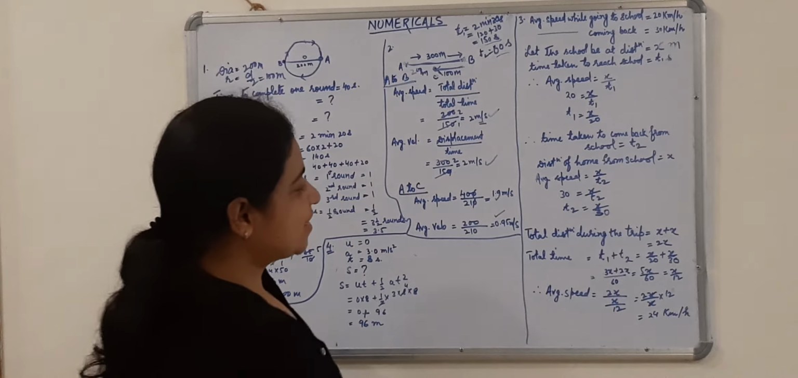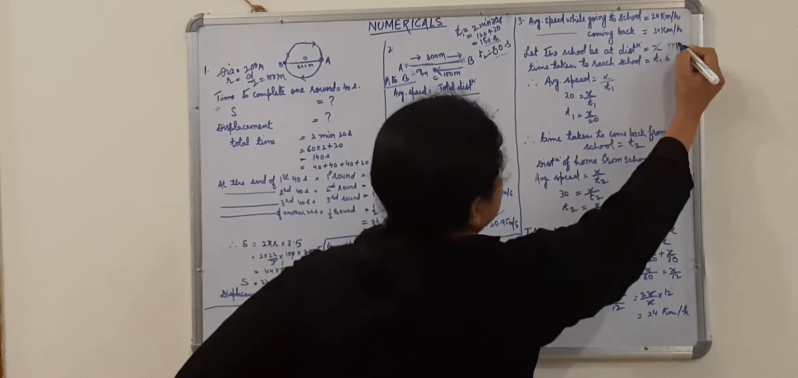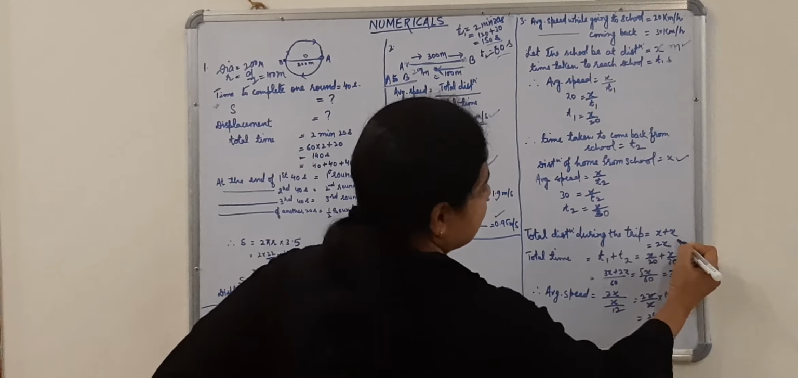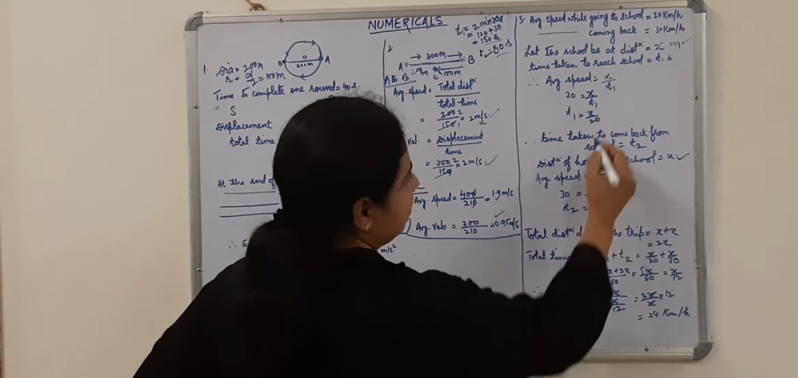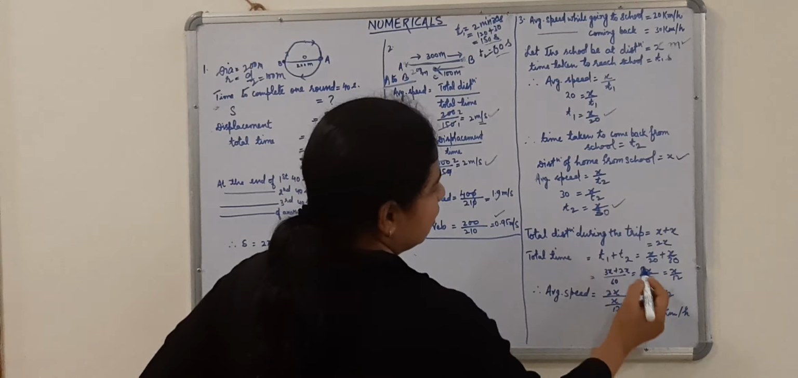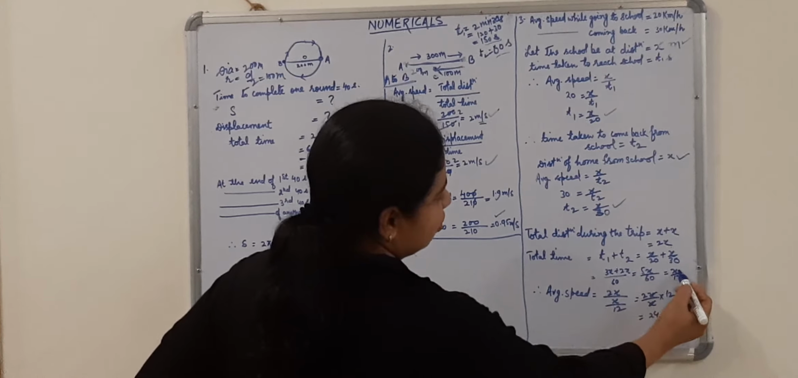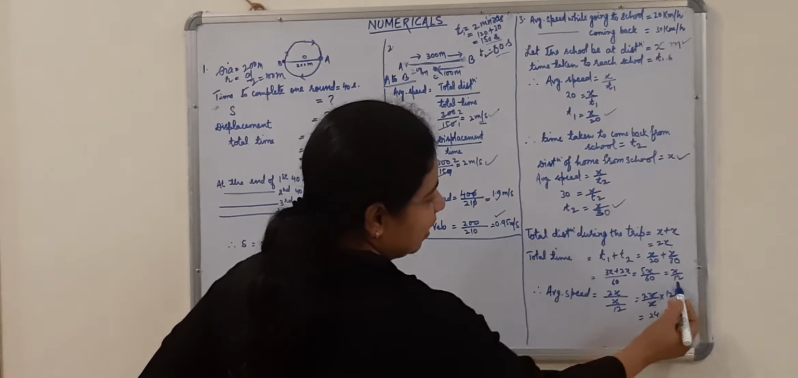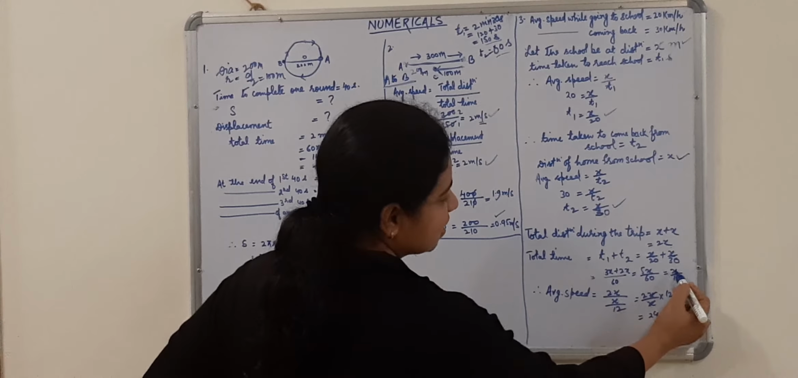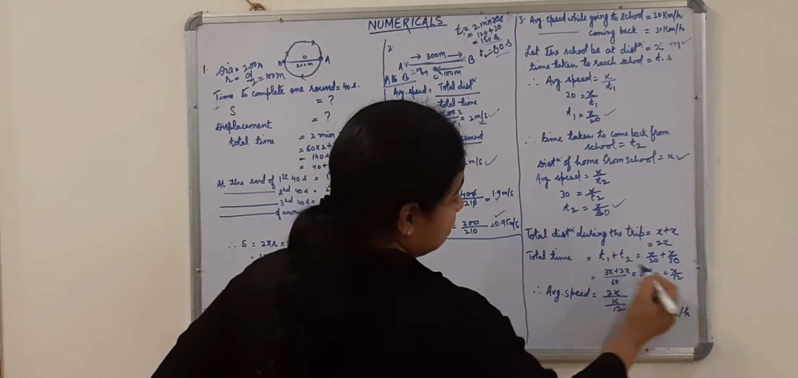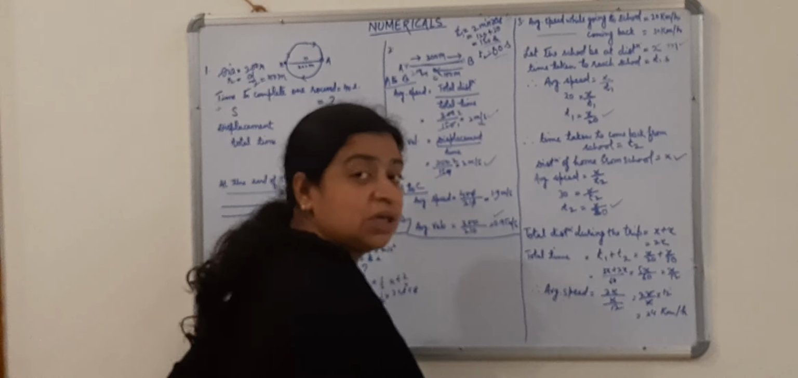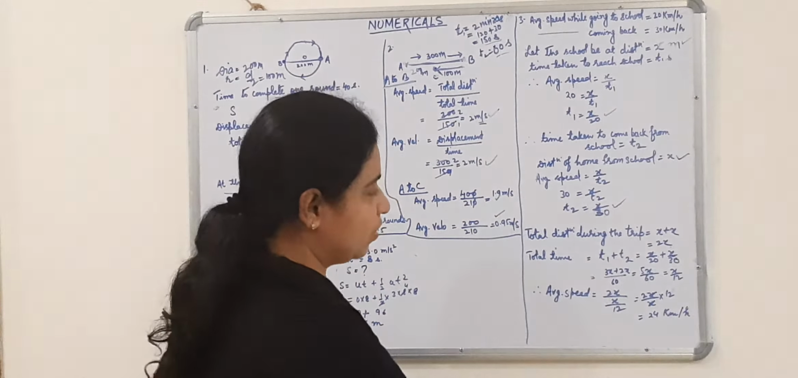So the total distance during the trip, x and x, is 2x. Total time taken is t1 plus t2, that is x upon 20 plus x upon 30. I will take the LCM and I get the total time as x upon 12.